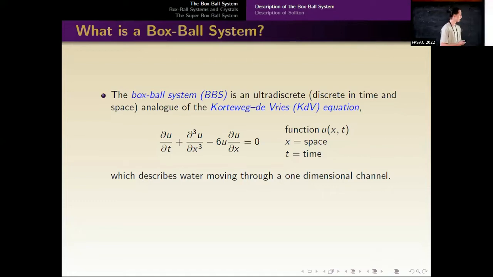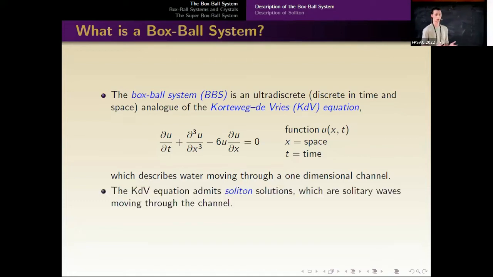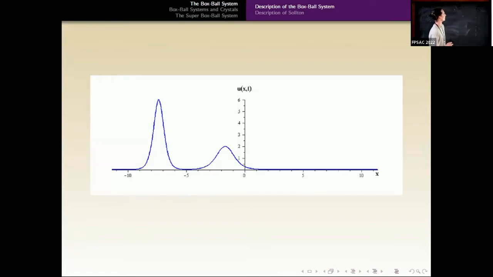So within the KdV equation, we have what are called soliton solutions. These are seen as solitary waves that propagate throughout the channel. I now have an example of a state within the KdV solutions of two solitons. We see one is higher amplitude and one is lower amplitude. One of the properties of solitons within the KdV equation is that they move with speed proportional to their amplitude.